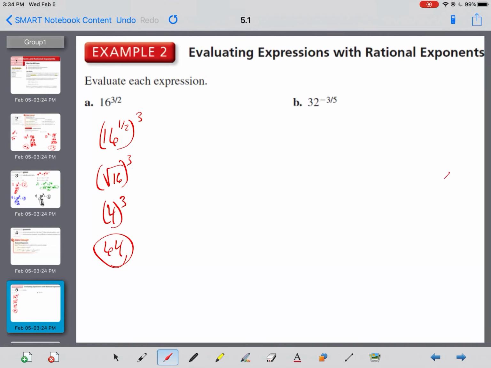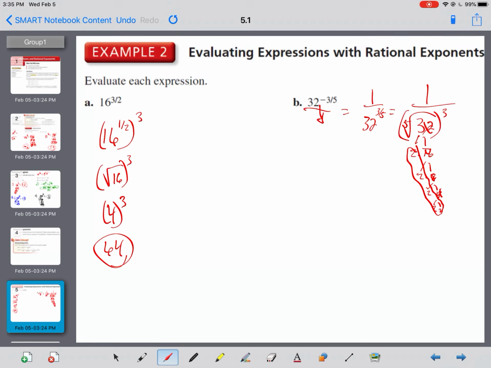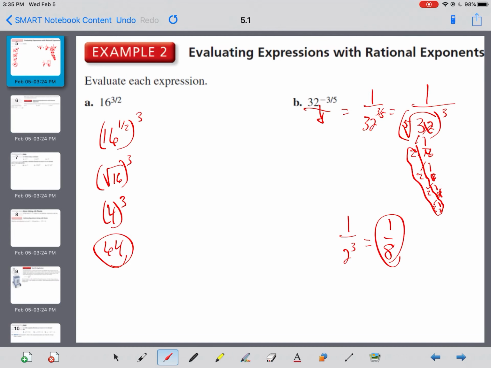32 to the negative 3/5 is going to, if I do my divide line, it's going to jump. So that's 1 over 32 to the 3/5. So that's 1 over the 5th root of 32 to the 3rd. Let's see, 2 times 16, 2 times 8, 2 times 4, 2 times 2, 1, 2, 3, 4, 5. 5 2s. So it looks like we have 1 over 2 to the 3rd. And 2 times 2 is 4, times 2 is 1 over 8. 1/8.